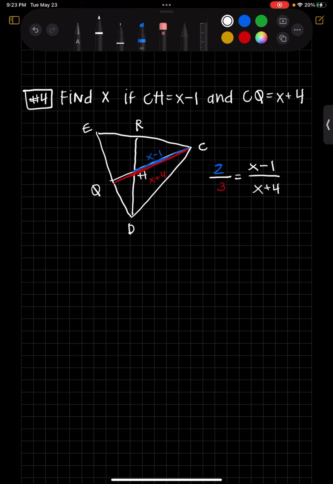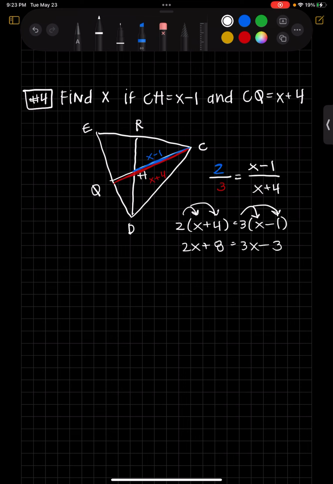And now once again, when I have two fractions that are set equal to each other, I can cross multiply. So I'd get 2 times x plus 4 is equal to 3 times x minus 1. And then I solve that for x. So I'm going to distribute the 2 first, and I'd get 2x plus 8. Distribute the 3. I get 3x minus 3.